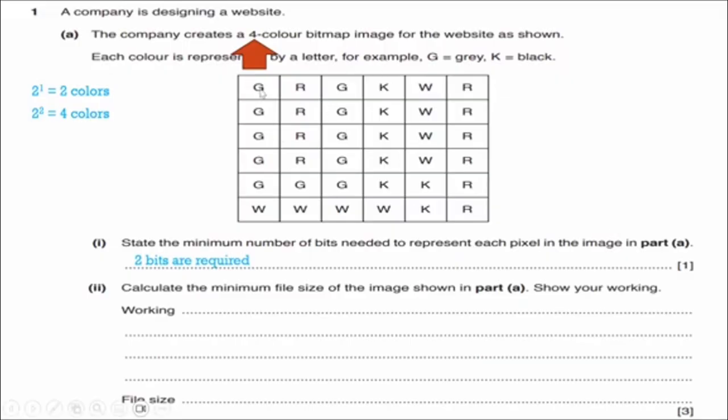I count the pixels, 1, 2, 3, 4, 5, 6. I count them vertically, 1, 2, 3, 4, 5, 6. So I know there's 36 pixels. 36 times 2, the bit depth, gives me 72 bits. When you do 72 divided by 8, my answer is 9 bytes.